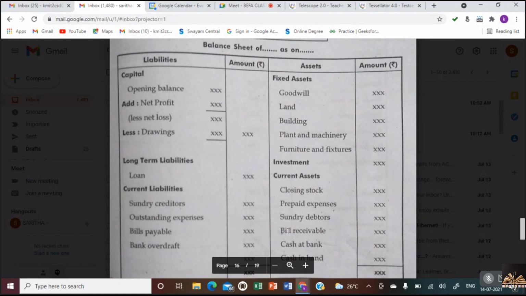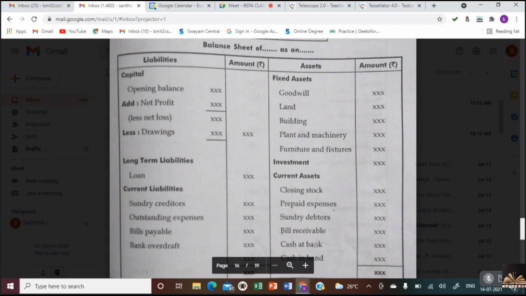Reverse of sundry creditors is sundry debtors. Sundry creditors are the people whom we need to pay. Sundry debtors are the people who owe to the company, who have to pay to the company. Bills receivable is we have issued the bill, they have to pay us.